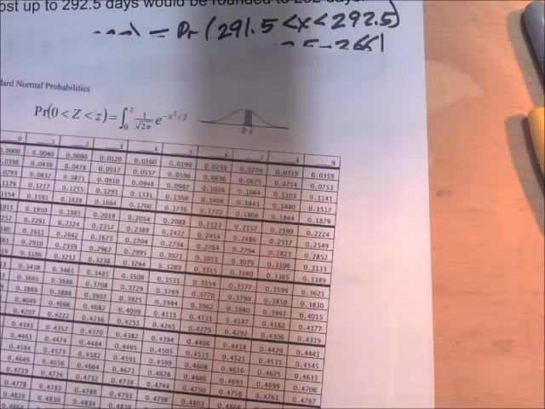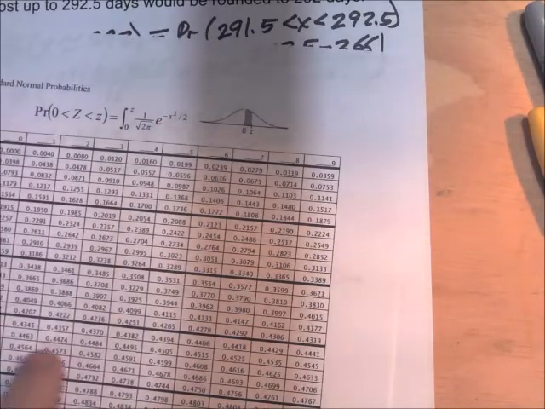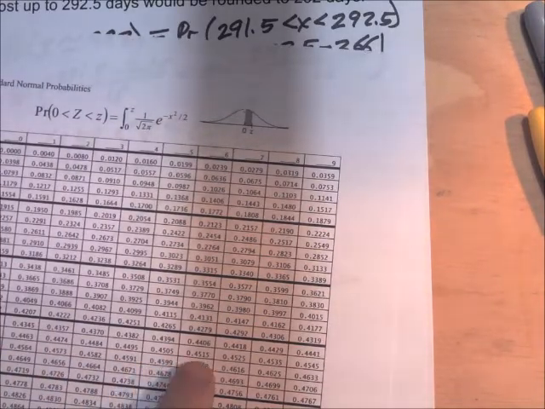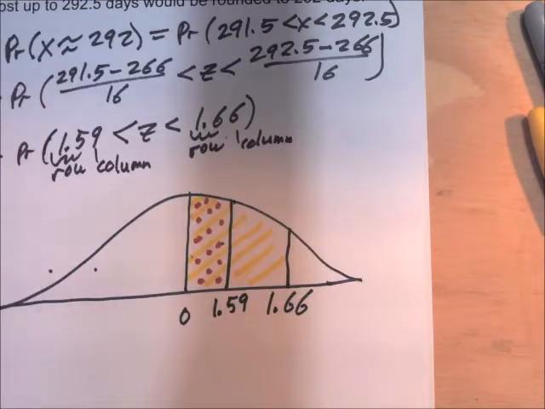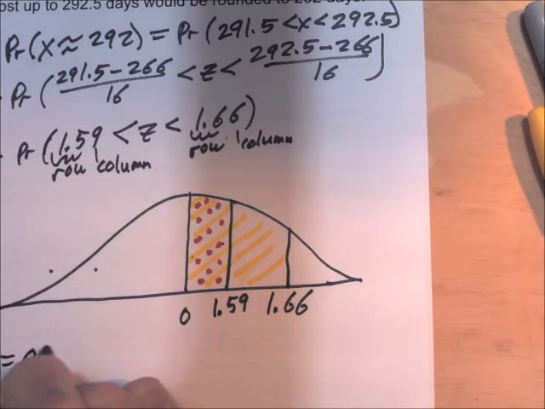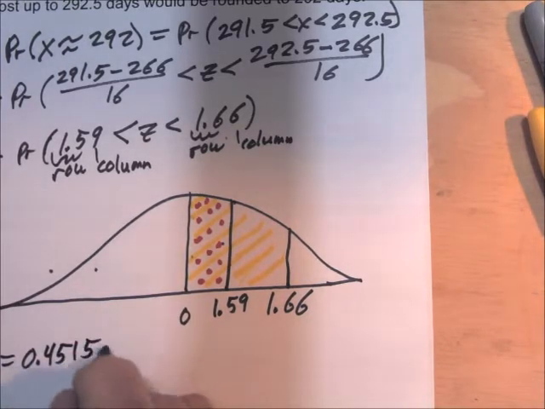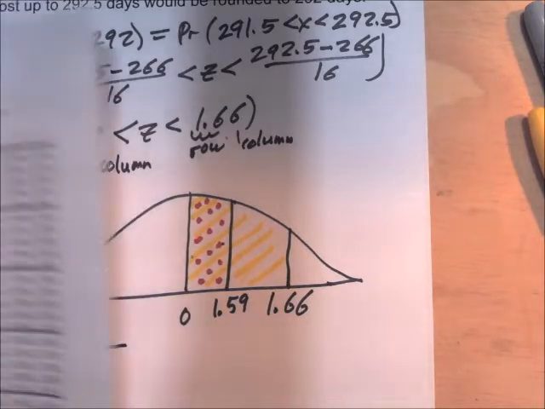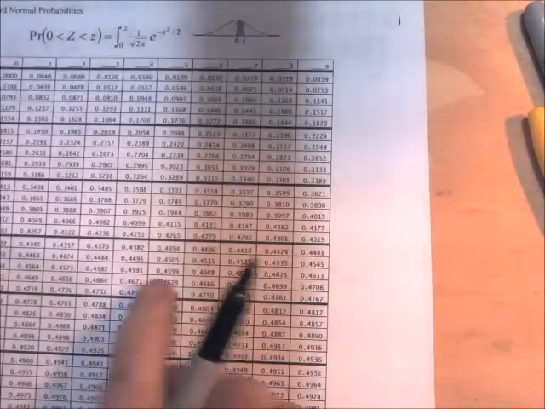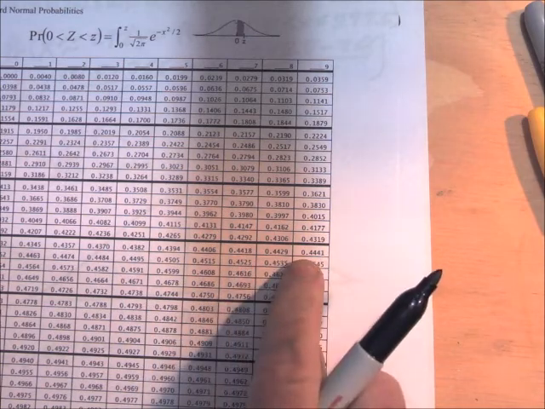So row 1.6, column 6, we have 4515. And then in row 1.5, column 9, we have 4441.